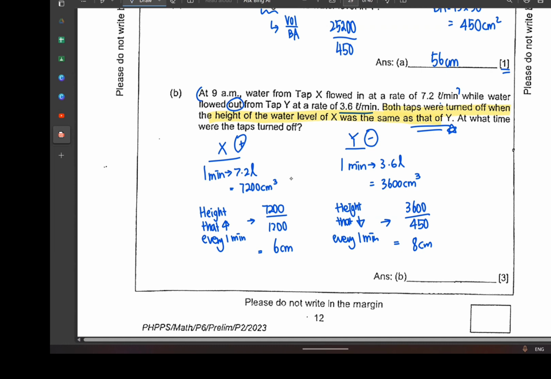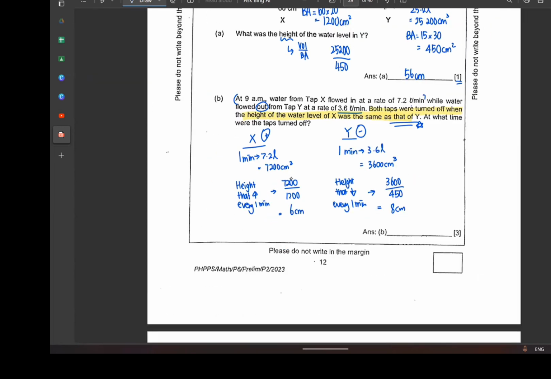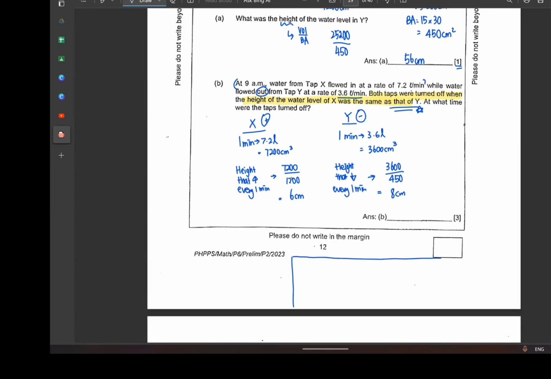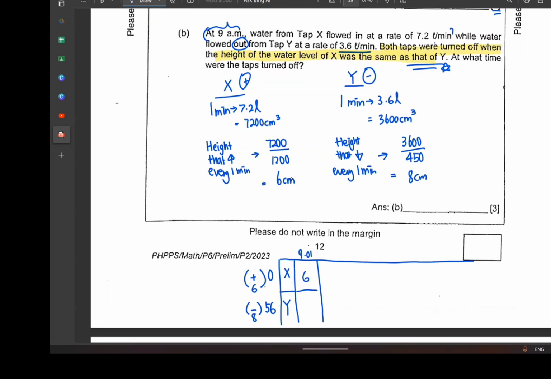Now, the question says, at what time will the taps turn off? What you want to do is draw a table. I have no space, so I'm just going to draw below. Let's start with X, and then let's go with Y. We start off with, of course, 0 for X, and for Y, it is at 56. For Y, we always have to minus how much? Minus 8. For X, we always have to plus how much? Plus 6. So the first minute, this is at 9:01 a.m. because they started at 9 a.m. So 1 minute later, that will be 6 cm. This is the height, not the volume. For Y, it will be 56 minus 8.